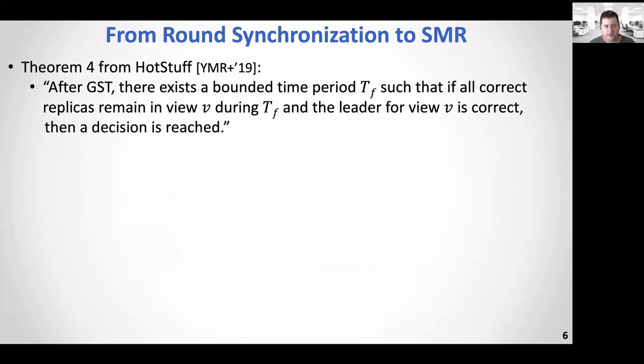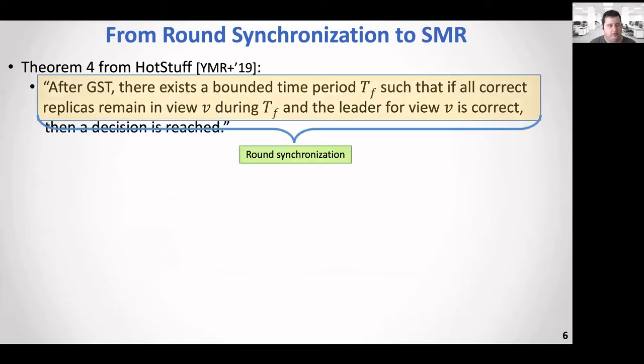So in this theorem, there is this big precondition that requires all the correct processes to be in the same view for at least TF time, and also for the leader for that view V to be correct. And if this precondition holds, then a decision is reached. Now, this precondition is exactly what round synchronization is. Round synchronization guarantees that we have a period of time where all the replicas, or all the processes, are in the same round, and in that round, the leader is correct.